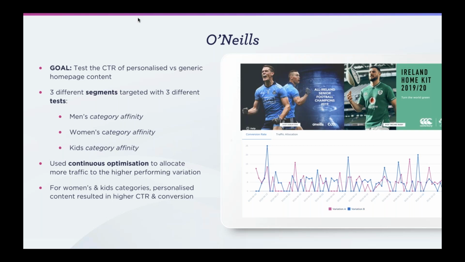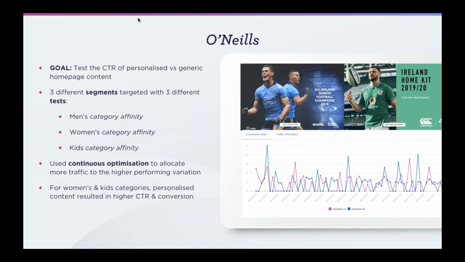Basically, the segments were split 50-50, and half of them were shown a personalized banner based on their affinities, and half of them were shown the generic rugby content that you can see on the right. And the goal was to test the click-through rate of the personalized versus the generic content. Click-through rate is kind of a better metric to optimize for when you're talking about editorial content on the homepage, because it's not something that many people convert from. So arguably, engagement is sort of a better metric to look at in that instance.